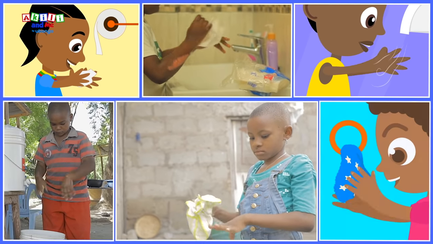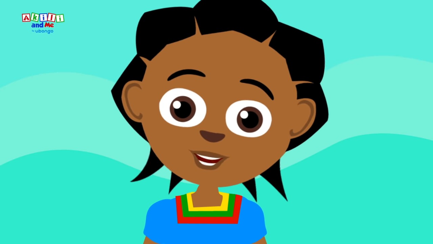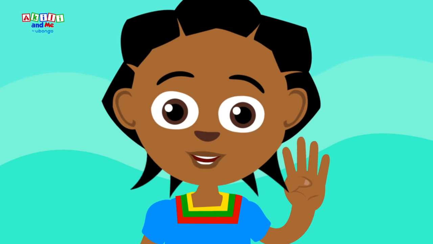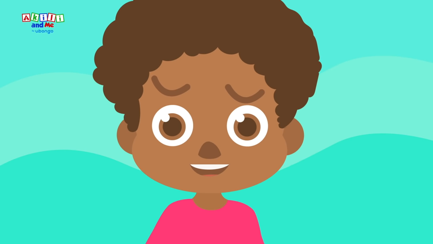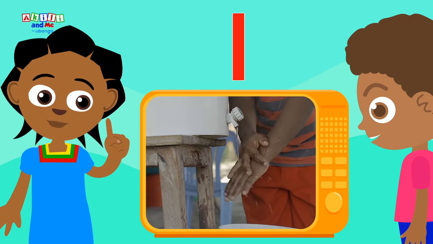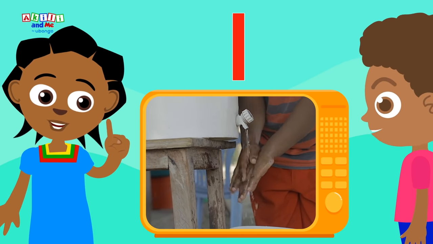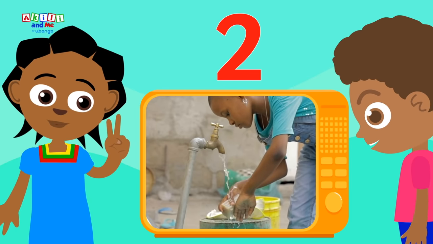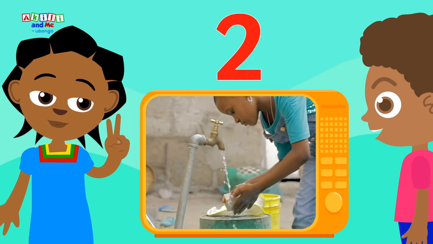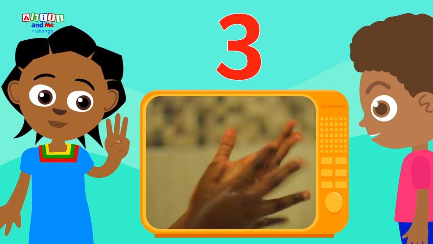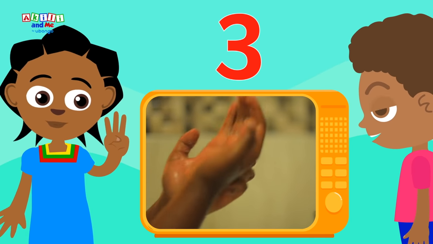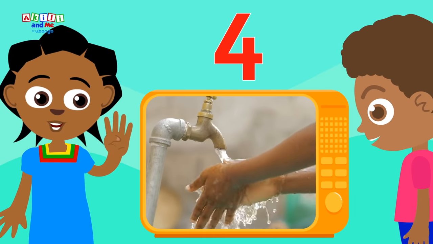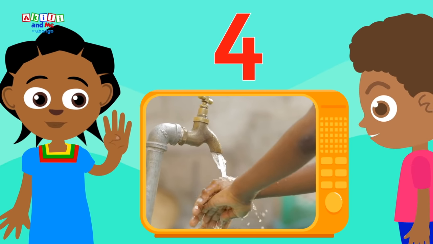Great job, Haruma! Can you tell me the four things we did to wash our hands? I can try. One. Wash our hands with water. Two. Put soap on our hands. Three. Scrub our hands all over. Four. Rinse our hands clean with water.